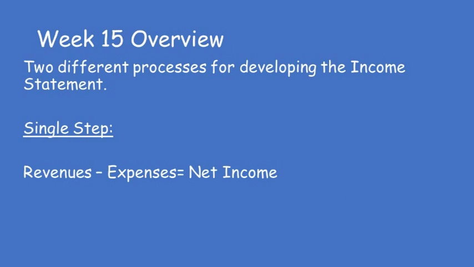A final item that we're learning about this week from Chapter 6 is the two different processes for developing and presenting the income statement. The income statements presented so far in this course have expenses deducted from revenue in a single step to arrive at net income. So in the single step income statement, the revenue section lists all the revenues, including other income, right? Not just revenue from sales, but any other income.